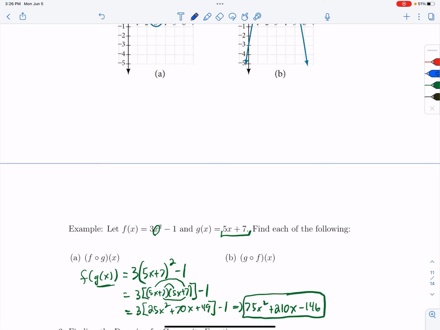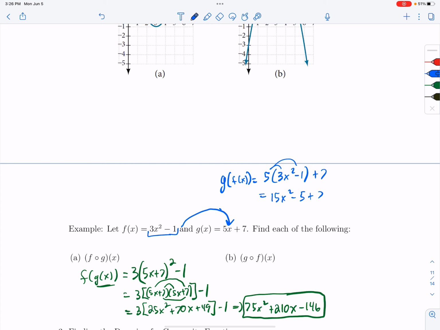For g of f of x, we do kind of the inverse. What this means is we're going to take the f function now and input this right here for x. So it's going to be 5 times 3x squared minus 1 plus 7. Distributing that 5, I get 15x squared minus 5 plus 7. Then I can combine those constants: 15x squared plus 2. And that's it.